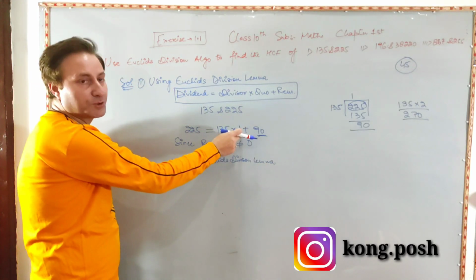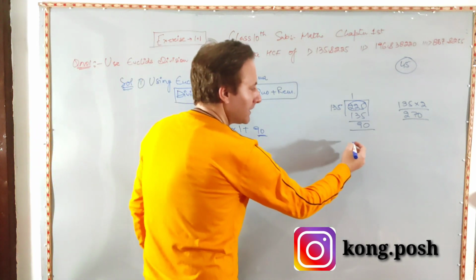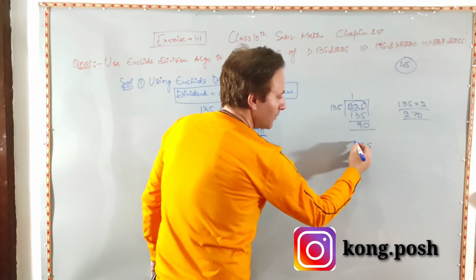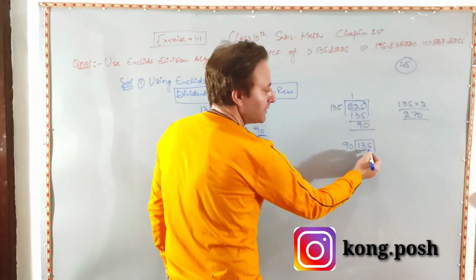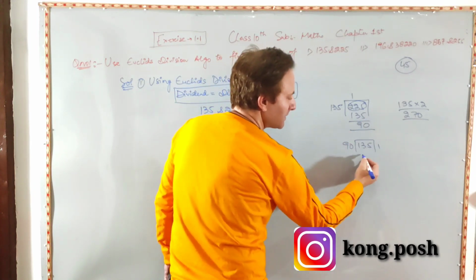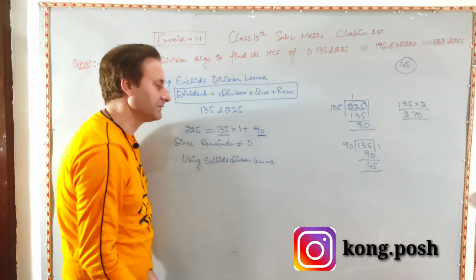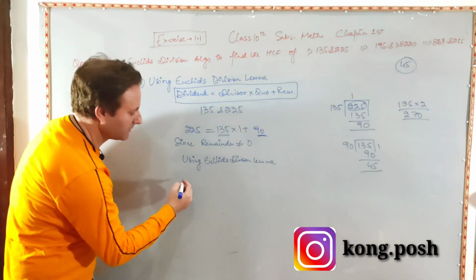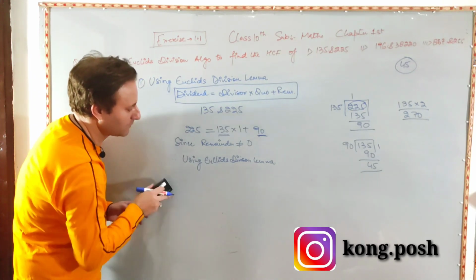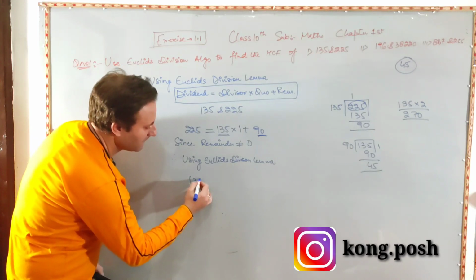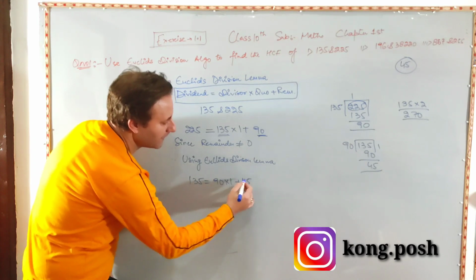I have to leave the quotient, then 135 and 90. I will divide again 135 with 90. So 90 multiplied by 2, it is 180, more than 135. So 90 multiplied by 1 is 90. And we have the remainder 45. So I'll write the same thing using the same formula. So 135 is equal to 90 multiplied by 1 plus 45.